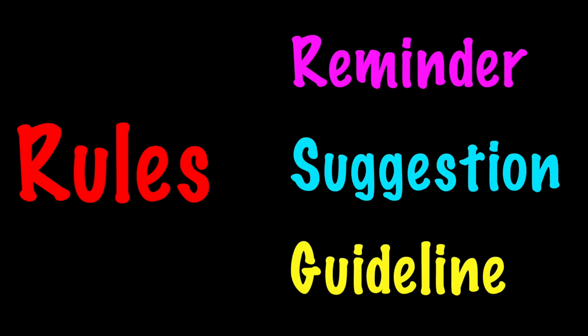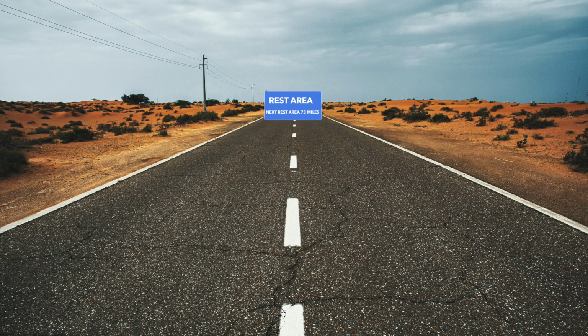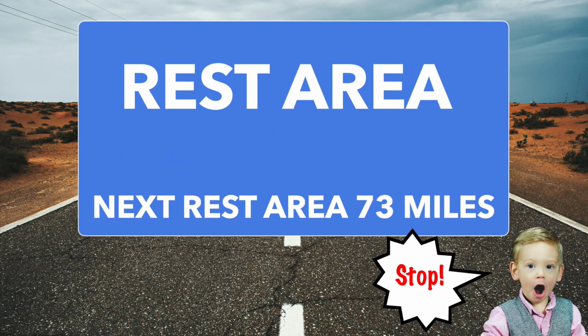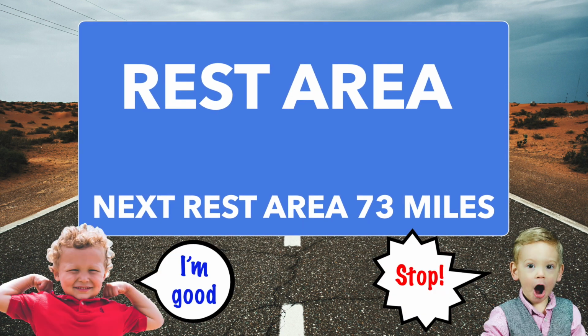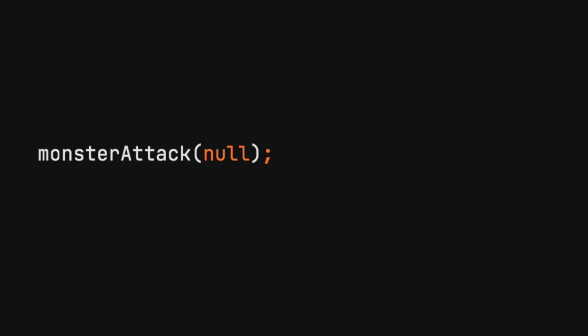All rules are meant to be a reminder, suggestion, or guideline. If you know the risk it presents, then you will know when it should be followed and when it can be ignored. Look at this example from an adventure game application.